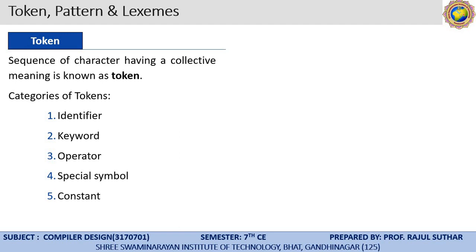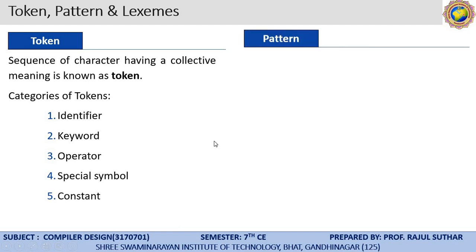If you identify the particulars in the list of tokens in our program, we can say that identifiers are available, keywords are also available, operators such as plus, minus, multiplication, or special symbols or constants. So it is called the tokens of a particular program.